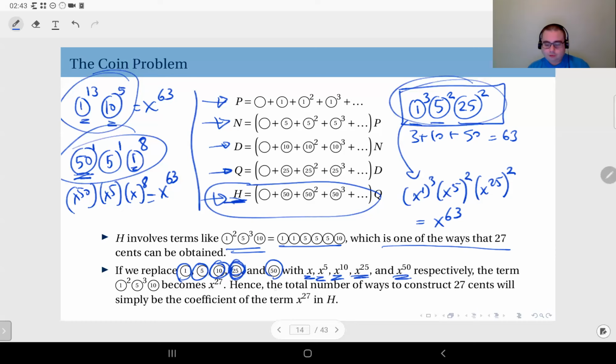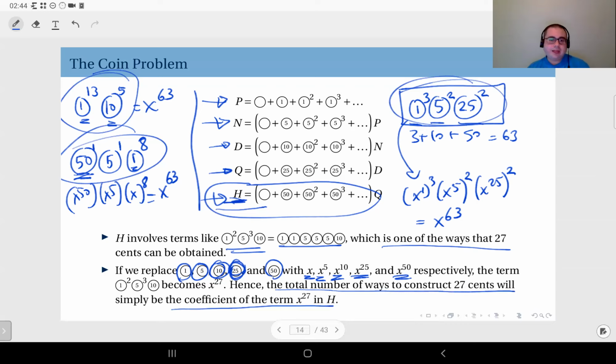Okay, so the total number of ways to construct 27 cents will simply be the coefficient of the term x to the power 27 in H. That goes for any amount, right? If you would like to find the number of ways to construct 50, you just look at the coefficient of the term x to the power 50 in H.